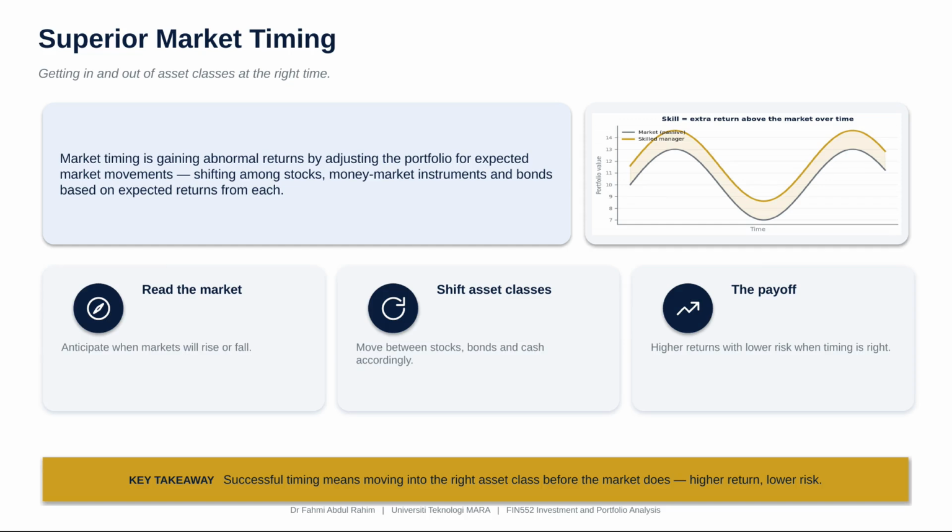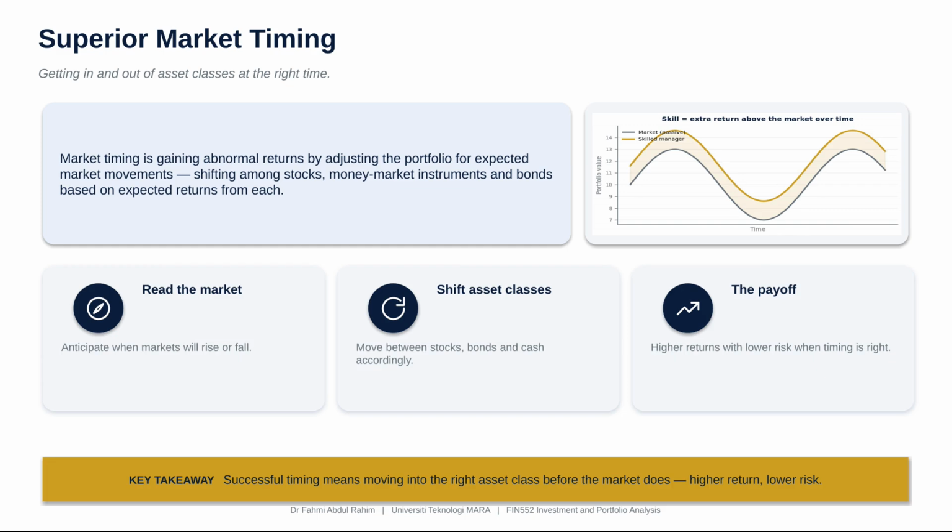The first source of superior return is market timing. As the blue box defines it, market timing is gaining abnormal returns by adjusting the portfolio in anticipation of expected market movements, shifting your money among stocks, money market instruments, and bonds based on the returns you expect from each.